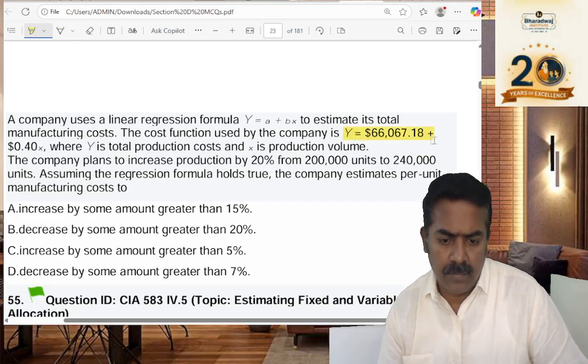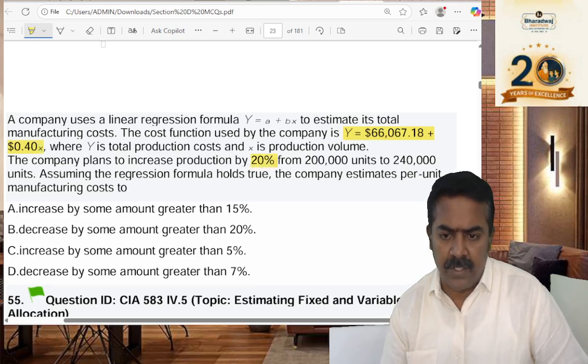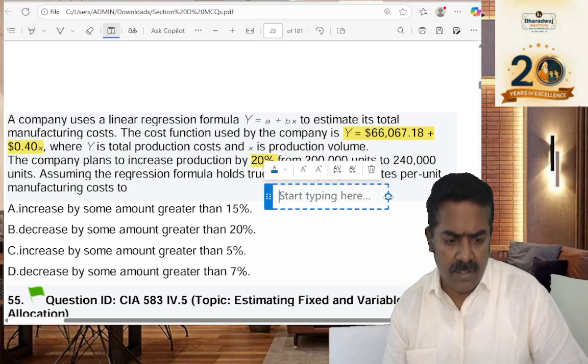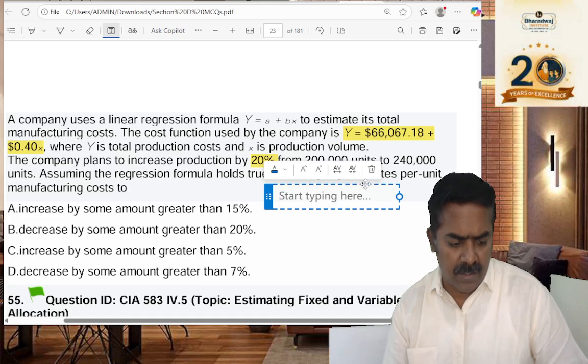Increase of amount created. They increase the production by 20%. Let us work out the cost and see. For 2 lakh units, what will be the cost?